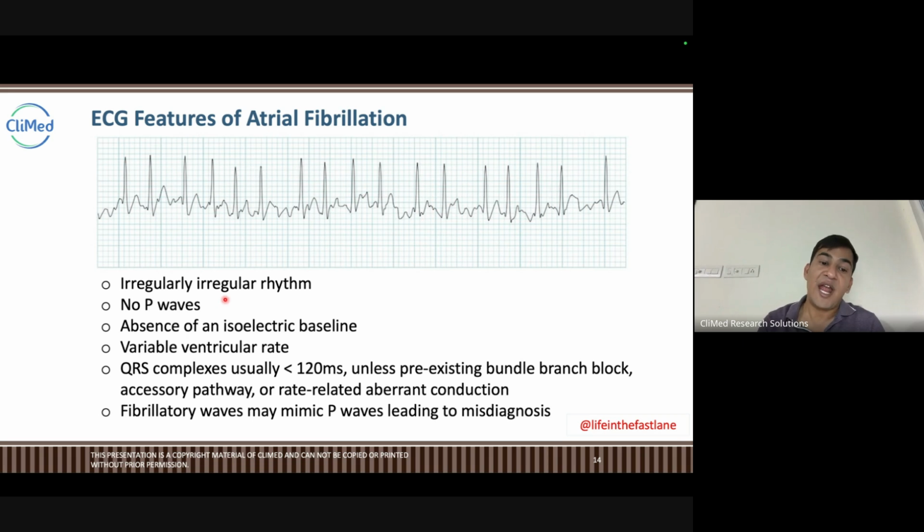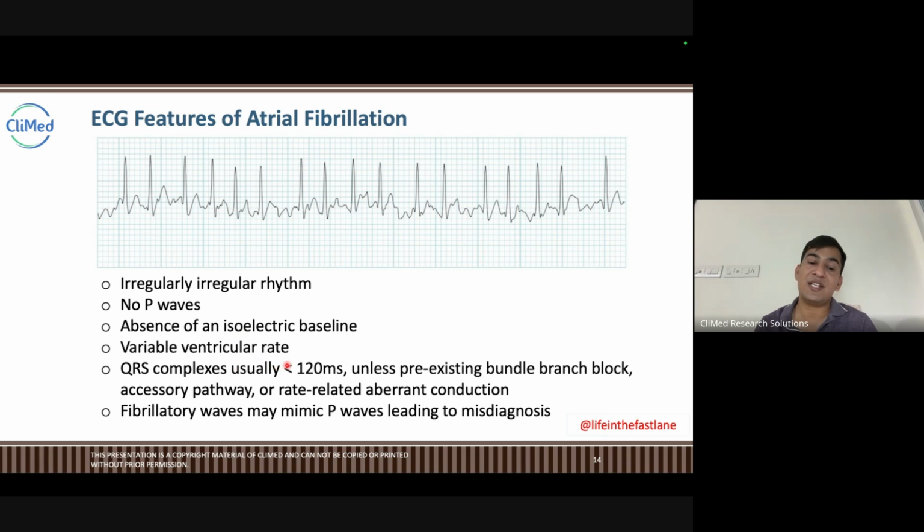No P waves. Absence of an isoelectric baseline. There is no isoelectric baseline, or electrical magnitude baseline. There is no baseline at all. Where is the baseline here? Neither is it starting nor ending. It is just jiggling everywhere, right? There is no isoelectric baseline in atrial fibrillation. Variable ventricular rates, absolutely. The RR interval is very different every time, so the ventricular rate is different.